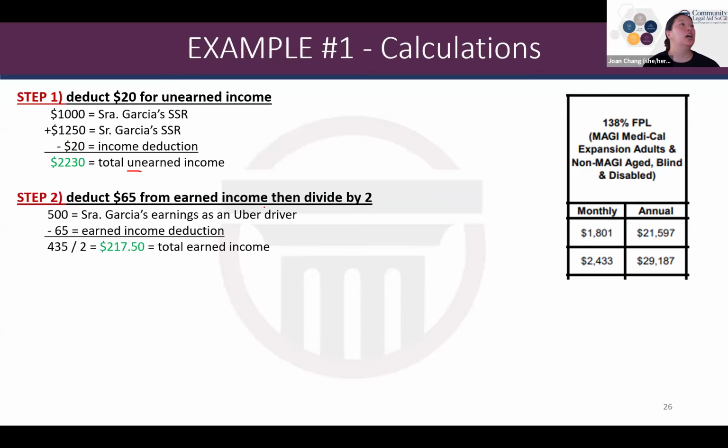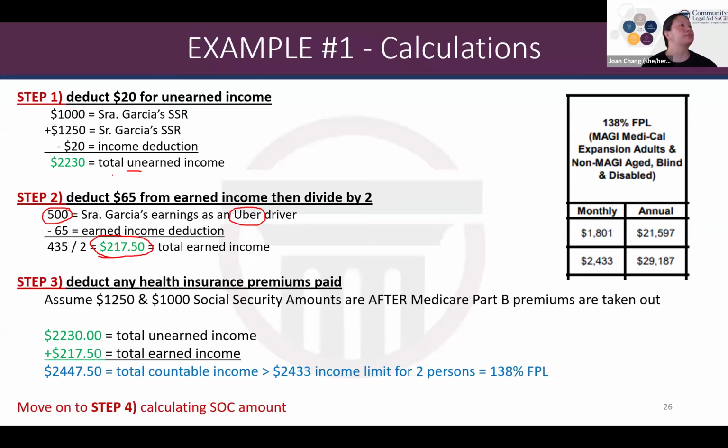Step 2, because she has that Uber earnings, Medi-Cal doesn't just take her $500 dollar for dollar face value. The great thing is you get to subtract 65 and divide it by 2. So all Medi-Cal is looking at of her 500 bucks from her Uber driving is actually this amount. So this is the only countable income that they're looking at for her Uber money.